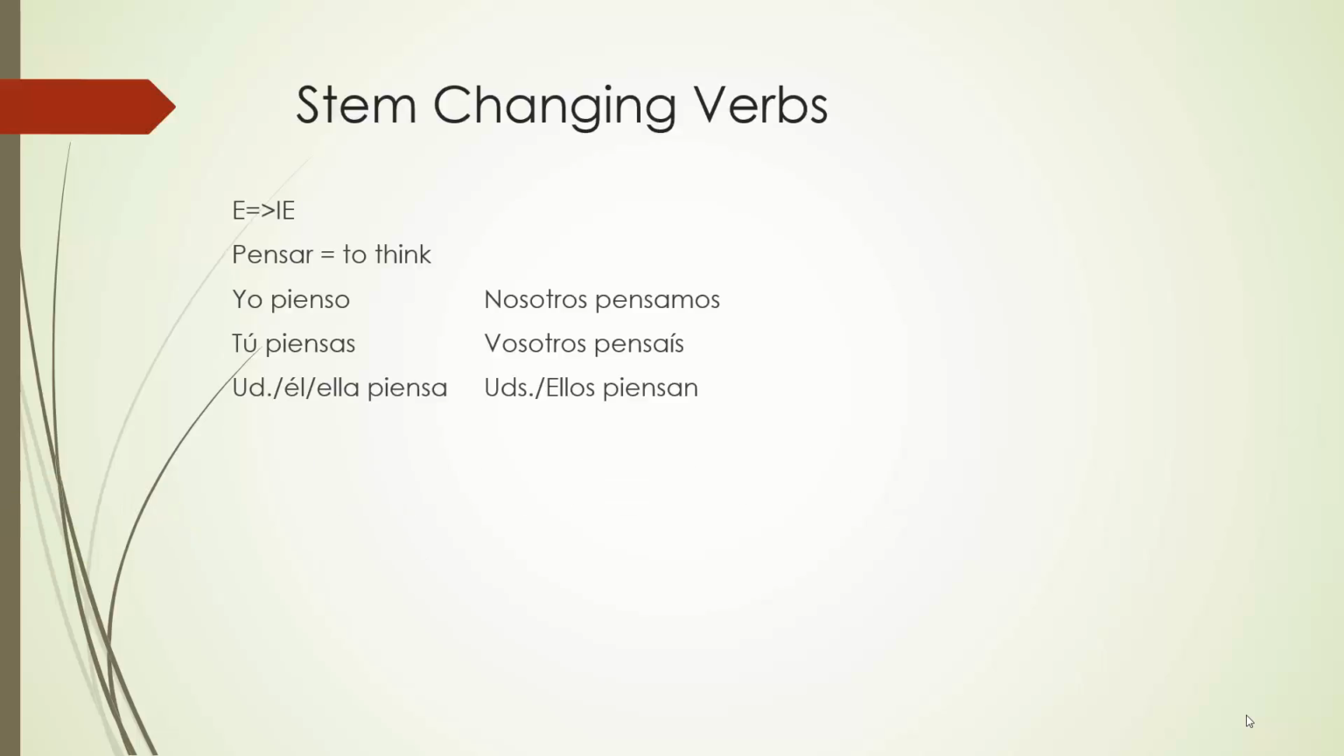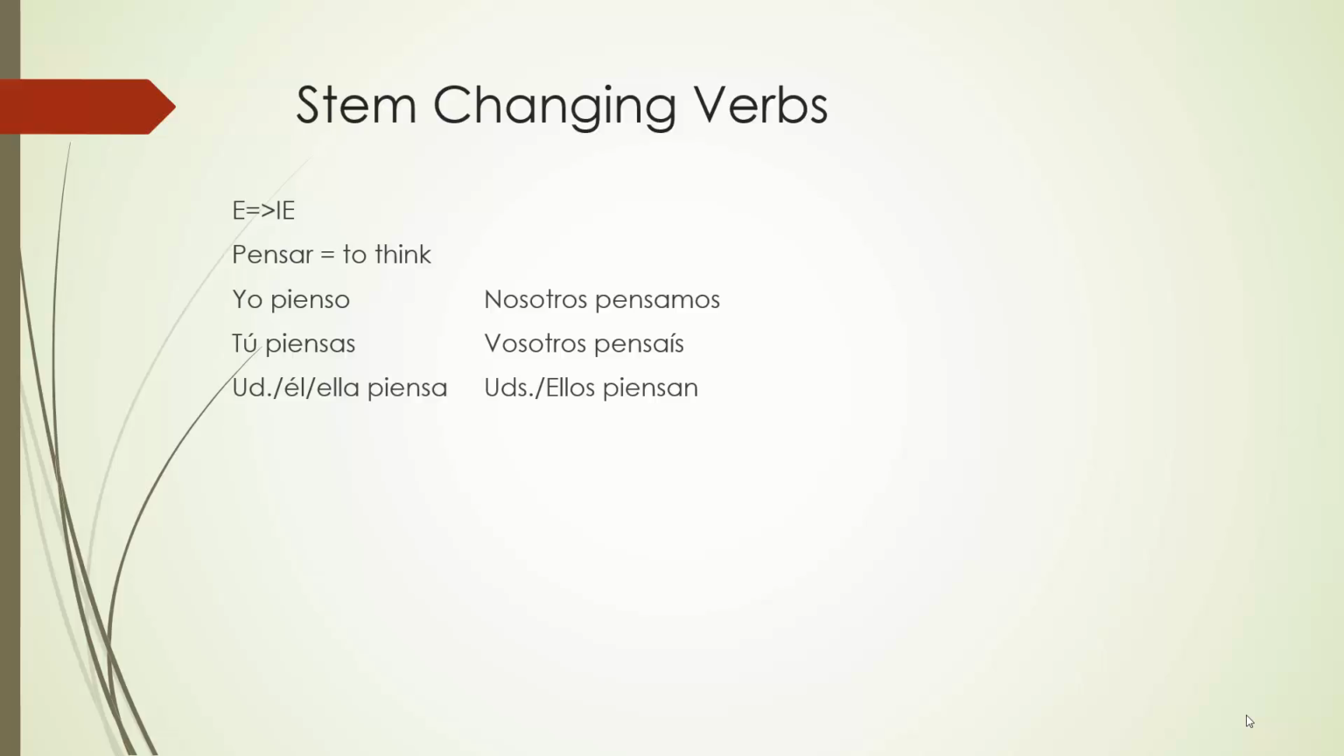The most important vocabulary topic in this chapter is stem-changing verbs. You've already seen a verb that is a stem-changing verb. It was tener. Remember, the yo form of tener is tengo, but the tú form is tienes. The él form is tiene. The ellos form is tienen. That E changed to an IE. That's a stem-changing verb. What they mean by stem changing is that the vowel in the stem changes to something different.